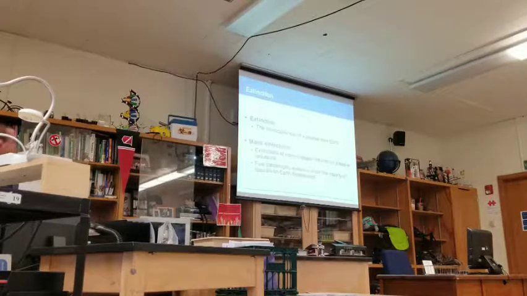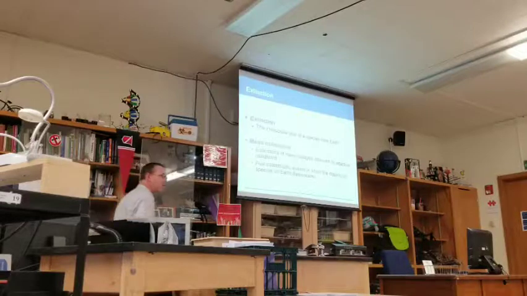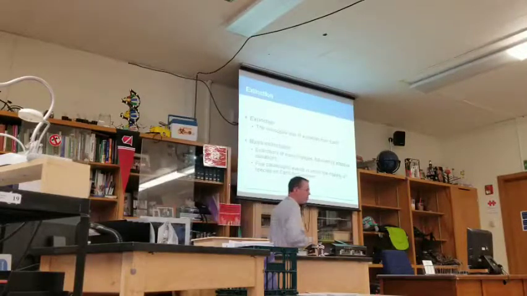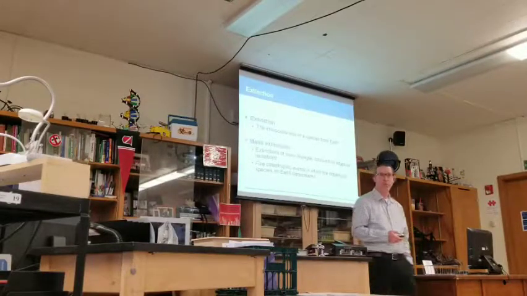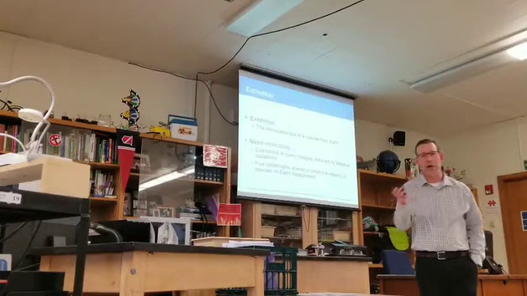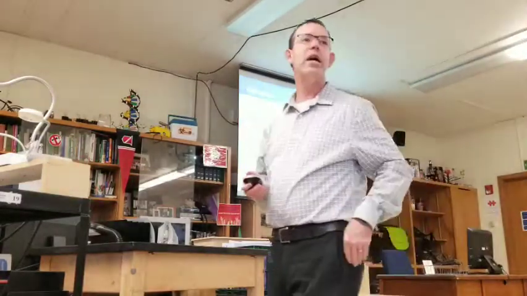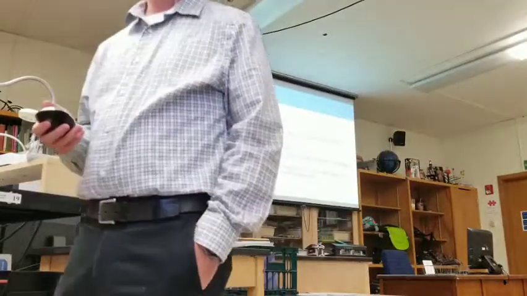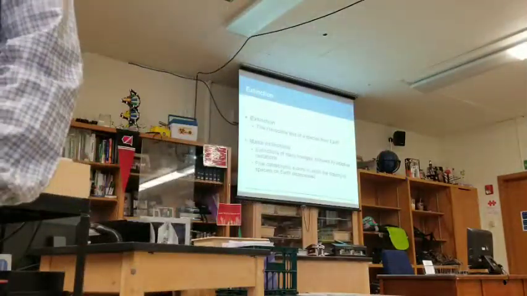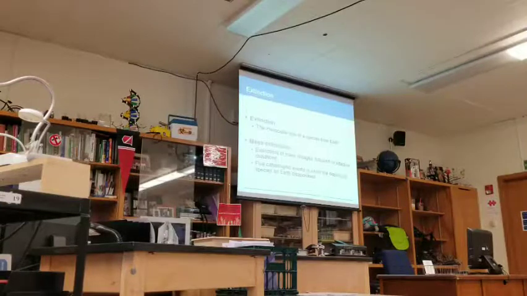Well, we know what an extinction is. They're gone. There are zero breeding pairs or zero individuals. They've all died and they're gone. The opposite of extinct is extant. So the antonym: extinct is gone, extant means they're still around. They exist.